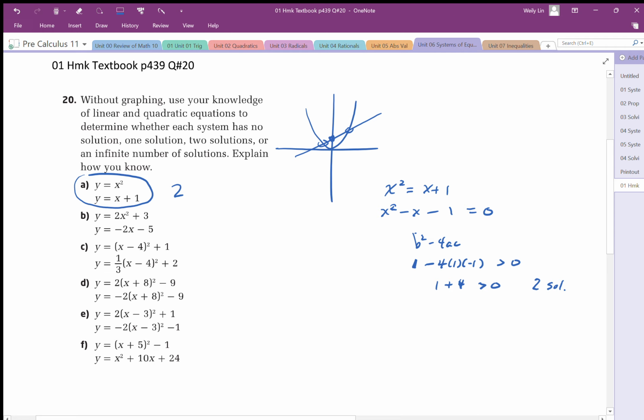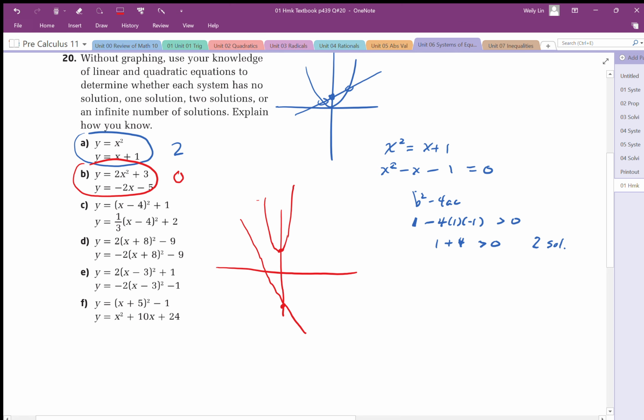For question B, we can do the same thing. We can take a look at that graph. We know that the quadratic has a y-intercept of 3 and it's kind of narrow and opening up. The linear equation has a y-intercept of negative 5, and it has a steeper slope of negative 2. Because of where that line intersects the y-axis, and the fact that the quadratic has increasing slope as it goes along the curve, we know that this should have 0 solutions.